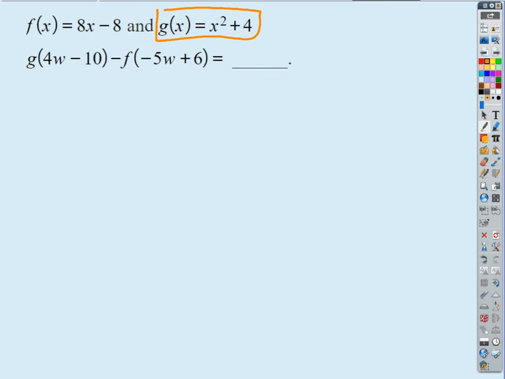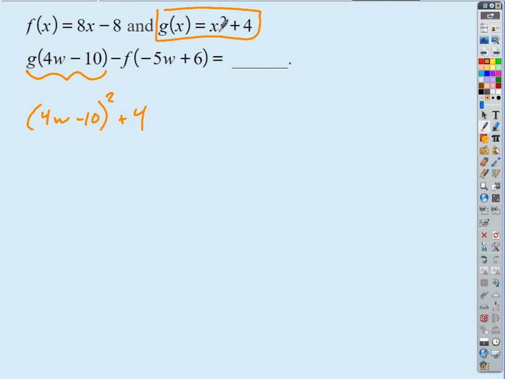So let's look at this then. What would that first part look like? If we take this bit right here, what's that going to be? G. Okay, well, parentheses. So how do we say that? The quantity 4w minus 10, squared plus 4. Okay, everybody got that? Because the x, we're filling in x.